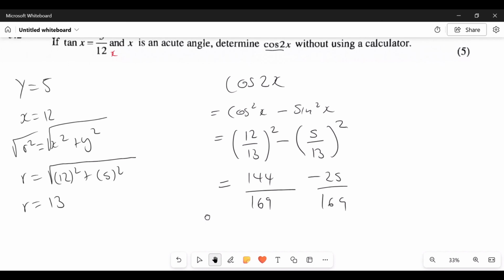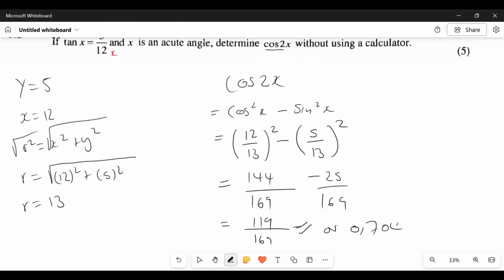Let's create a little bit of space here, guys. If the denominators are the same, the numerators will subtract here. So the denominator is 169, and then 144 minus 25 is going to give us 119. So that is your final answer, guys, right? Or you can write it in this manner, 0.704. There we go, guys. But rather leave it as a fraction, guys. This is how you're supposed to do this one. Really, it was not that difficult. Remember, you're not supposed to use a calculator. So this is how you're supposed to do it without using a calculator.